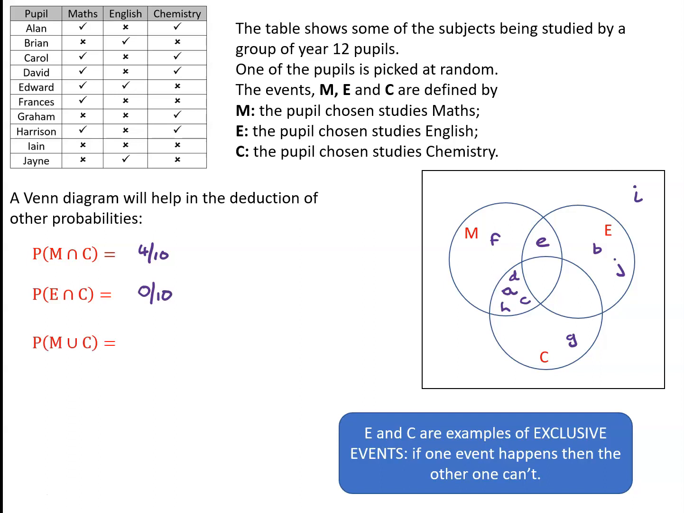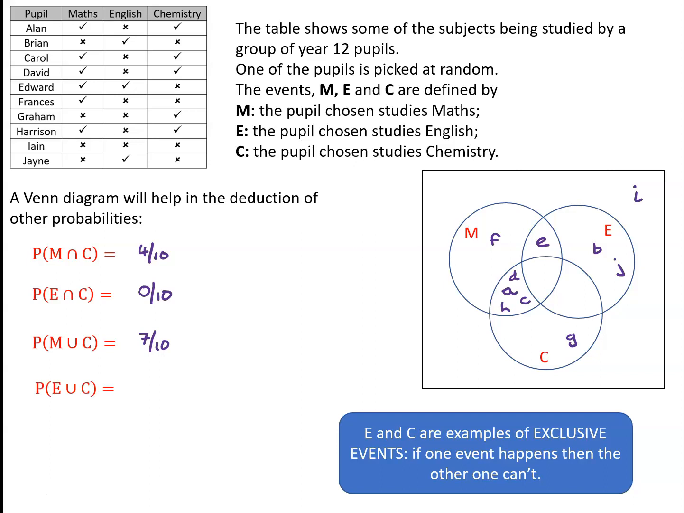The probability of M or C, so we want what's the probability the student we pick studies maths, or studies chemistry, or both. So, if you look at the diagram, maths or chemistry or both is F, E, D, A, H, C and G. So that is 7 out of the 10 people.